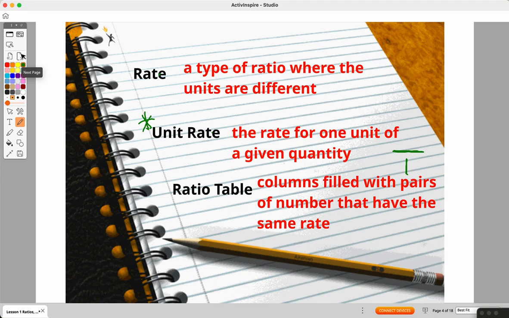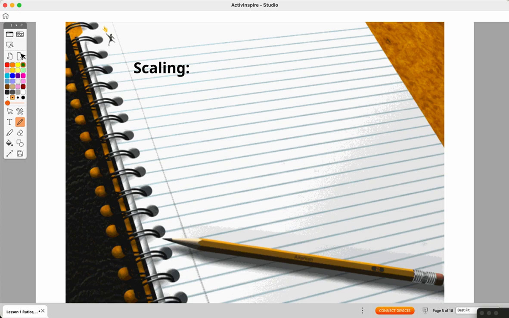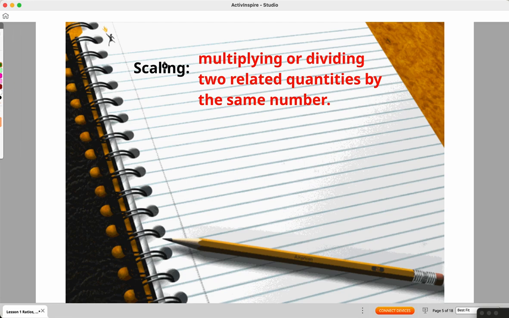Okay. All right, last one is scaling. Scaling is a concept where you multiply or divide two related quantities by the same number. So you can think of equivalent fractions, and how you create two sets of equivalent fractions, that's scaling. Or reduce a fraction, that's scaling. Or, hey, instead of 1 dozen cookies, I need to make 5 dozen cookies. I need to multiply each ingredient by 5 so that I have enough to make the cookies. That's the idea of scaling.